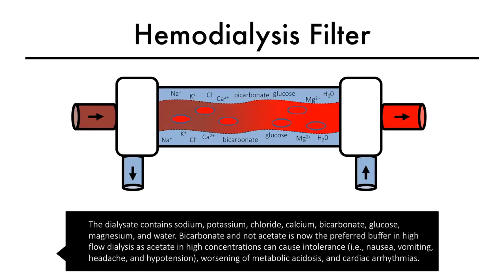The dialysate contains sodium, potassium, chloride, calcium, bicarbonate, glucose, magnesium, and water. Bicarbonate and not acetate is now the preferred buffer in high-flow dialysis, as acetate in high concentrations can cause intolerance, that is, symptoms of nausea, vomiting, headache, and hypotension, as well as worsen metabolic acidosis and increase the risk of cardiac arrhythmias.